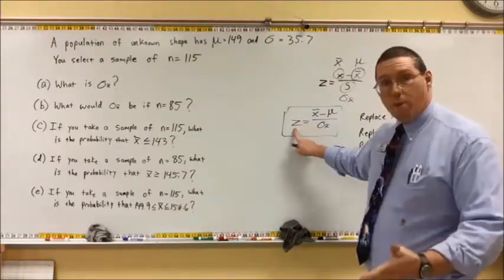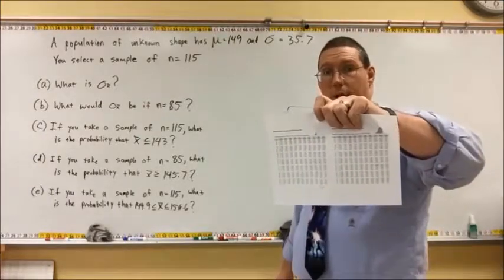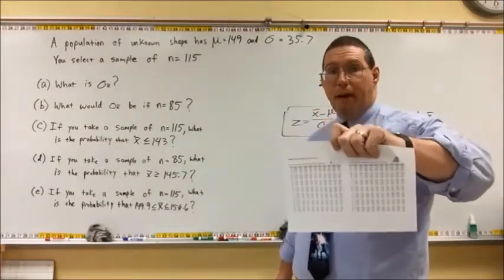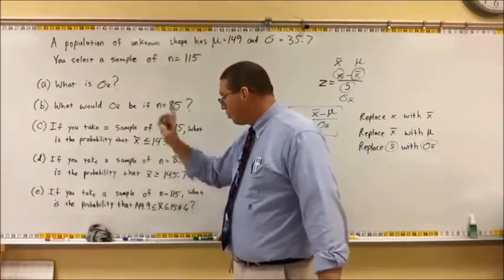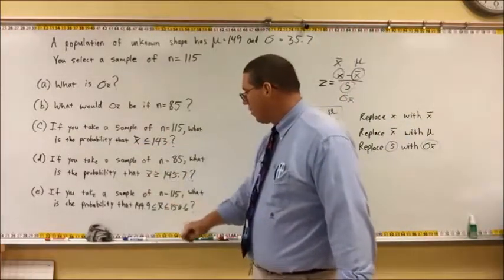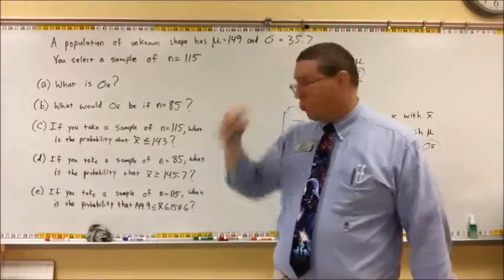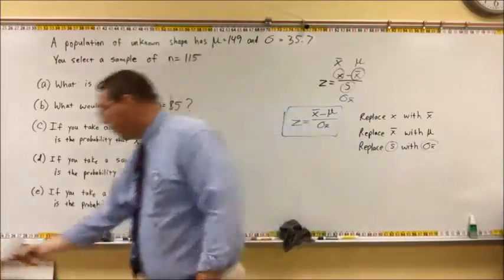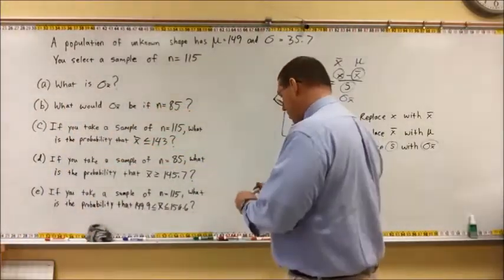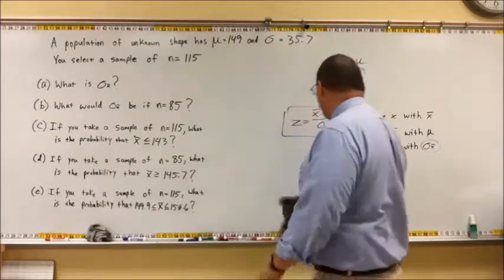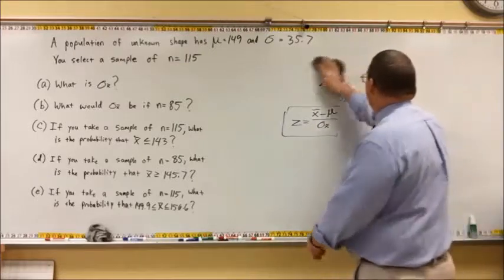Now the procedure is the same. Once you have a Z score, you then go into the standard normal distribution and you find a p-value, and then either keep the p-value if it's a less than, subtract the p-value from 1 if it's a greater than, or if you have two numbers, you have to find two p-values and subtract them from each other. So let's do that right now. But before we do C, D, and E, we've got to do questions A and B. Questions A and B want you to calculate the standard error.